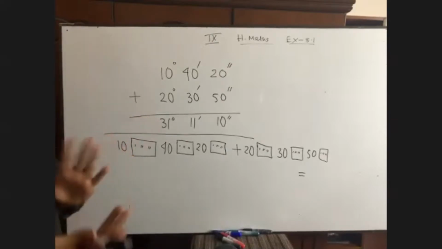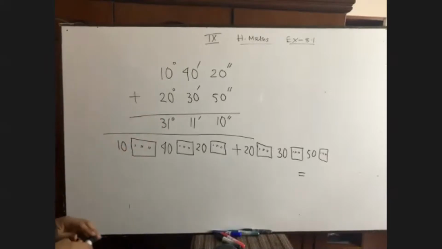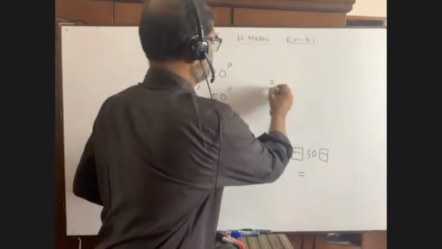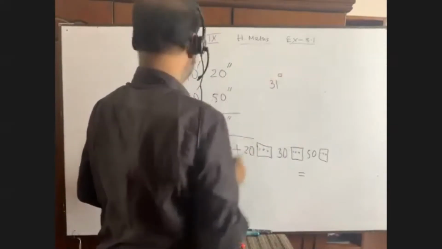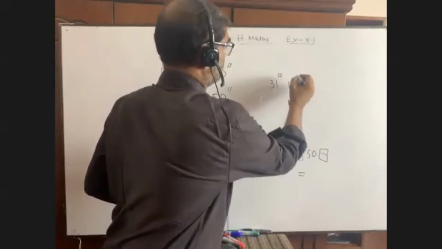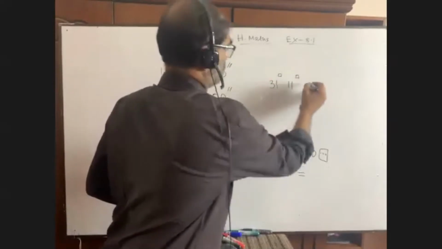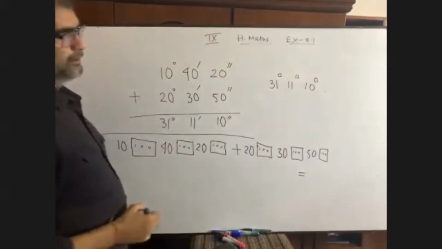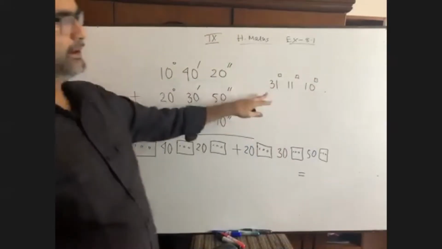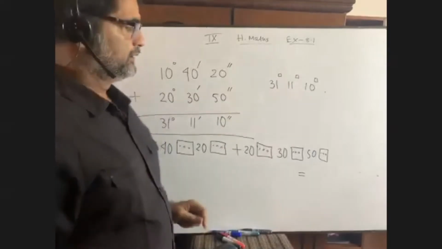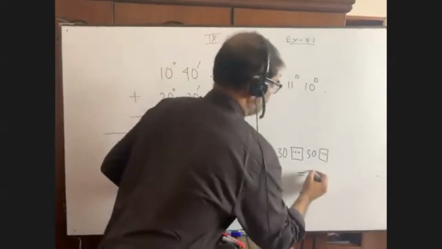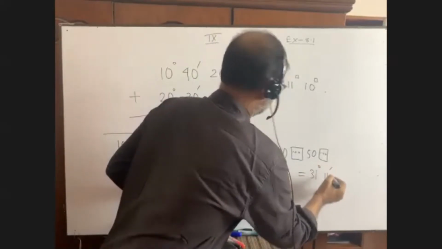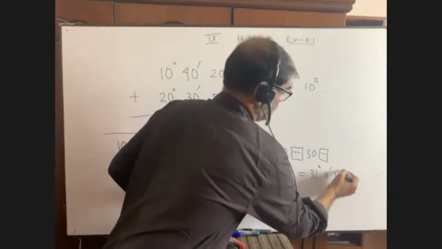Yes, sir. The first one is degree, the second one is minute, third one is second. You have got the answer like this: 31 in this way, 11 in this way, 10 in this way. You have got your answer, right? It means the first one is degree, then minute, then second. That is, we will get 31 degree 11 minute 10 seconds.